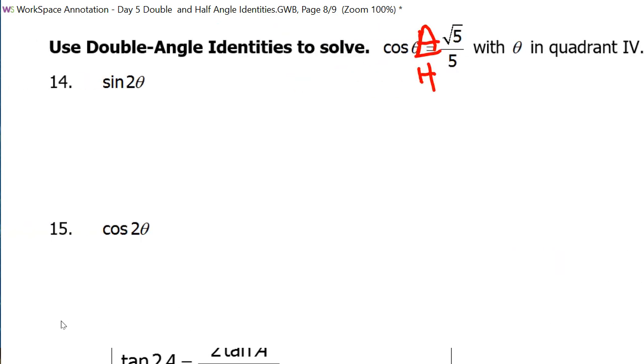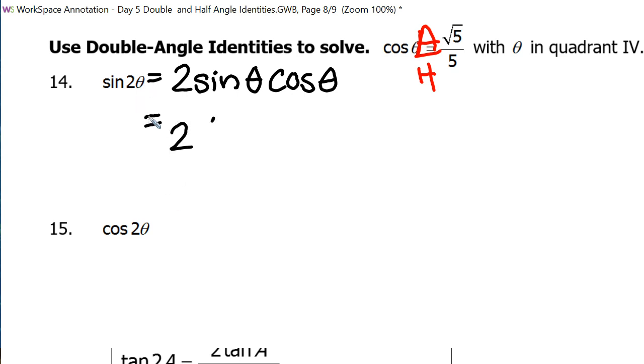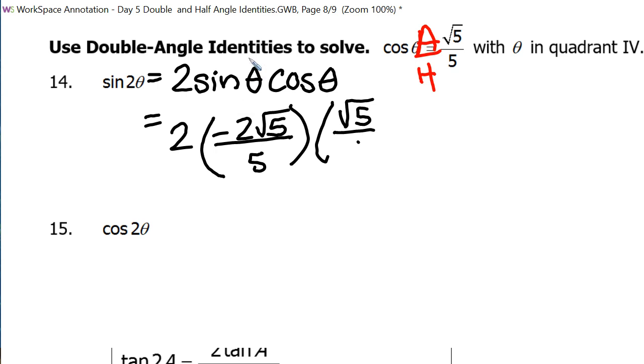So now we're ready. Sine of 2 theta, straight off the formula chart. That formula is 2 sine theta cosine theta. So this will be 2. And sine of theta, opposite over hypotenuse, would be? Negative 2 square root of 5 over 5. Cosine, they gave us the cosine. They said cosine was square root of 5 over 5. And multiply those 3 together.